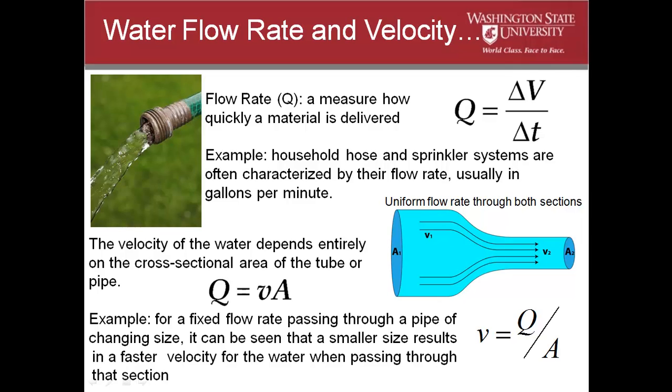A household example, a hose or sprinkler system, is often characterized by the flow rate, usually measured in gallons per minute. The flow rate can also be seen as proportional to the product of the area of the pipe and the velocity of the water passing through the pipe. This allows us to come back and find the velocity exiting the pipe. The image on the right shows a pipe with a uniform flow rate passing through the pipe. The pipe's change in area from left to right causes the water to travel through a smaller cross-sectional area and have a greater velocity in order to maintain the same flow rate.